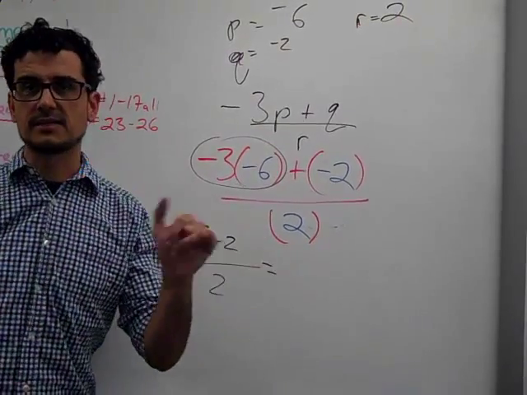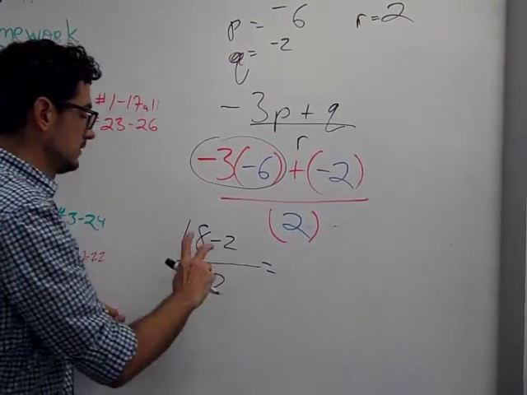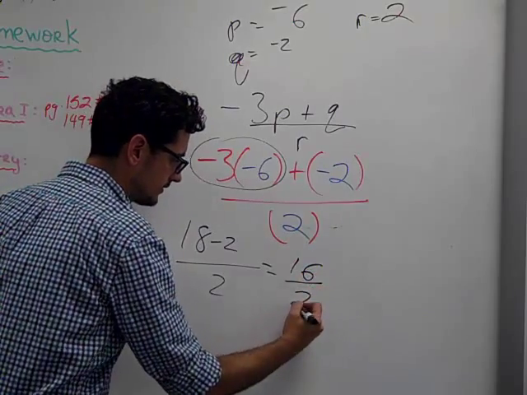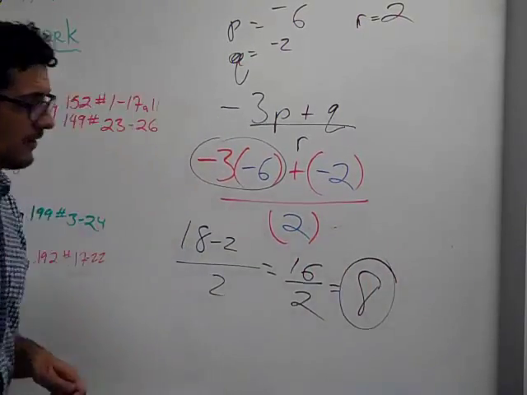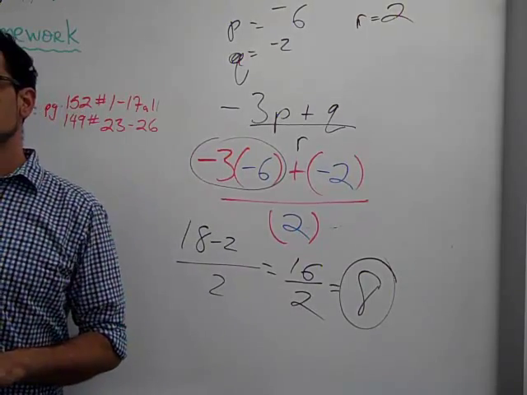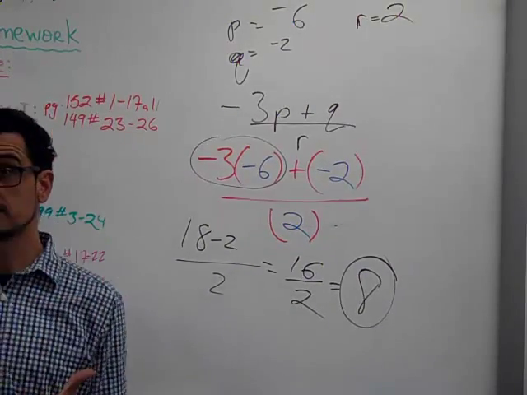Nice. And then it's 16 over 2, which is 16 divided by 2, which equals 8. This is my answer. Everybody okay with that? Yes. No? I lost you somewhere. Let me help you.